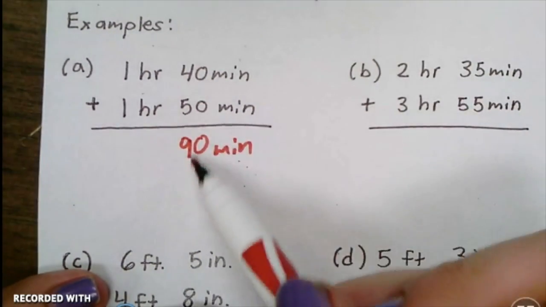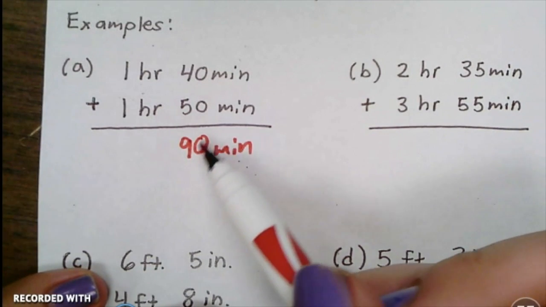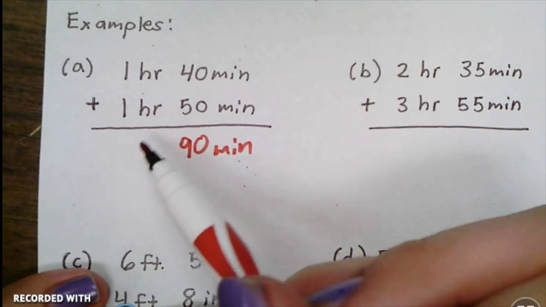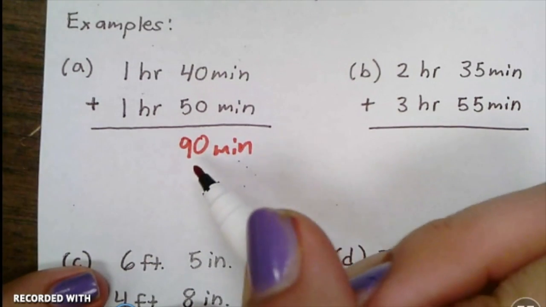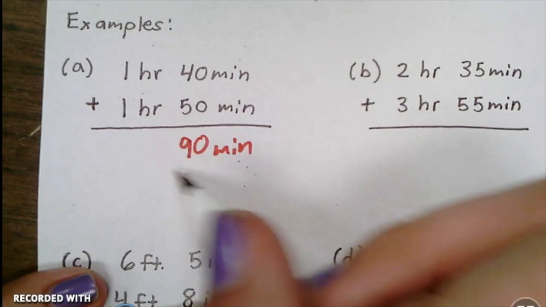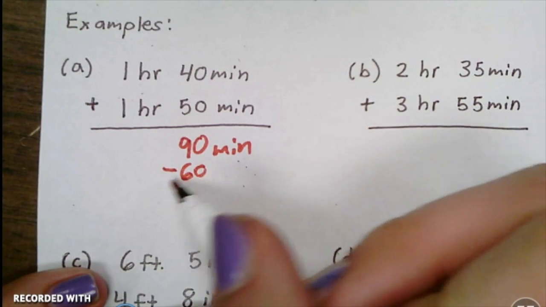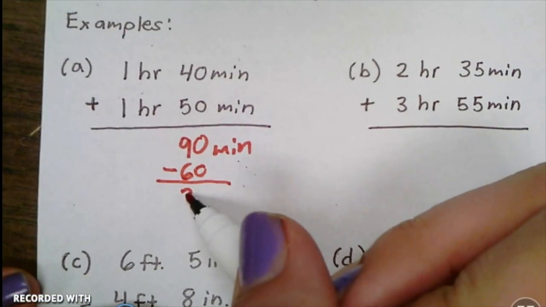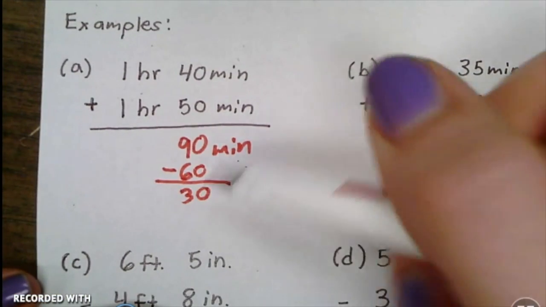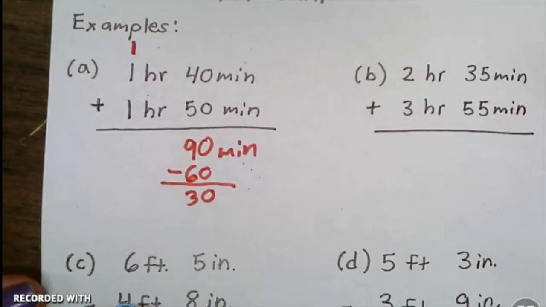But 90 minutes is bigger than the total amount of minutes in an hour. So how many minutes are in an hour? 60 minutes are in an hour. So I want to subtract out the 1 hour that's in here. So I'm going to now do minus 60, which is going to give me 30. And I'm going to take that 1 and I'm going to add it up here.